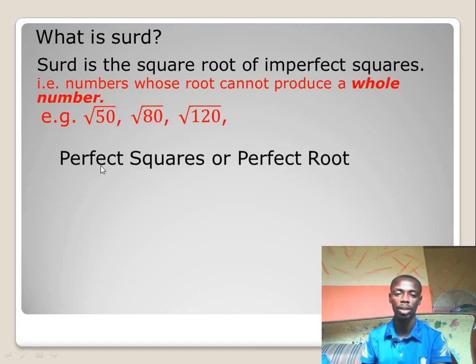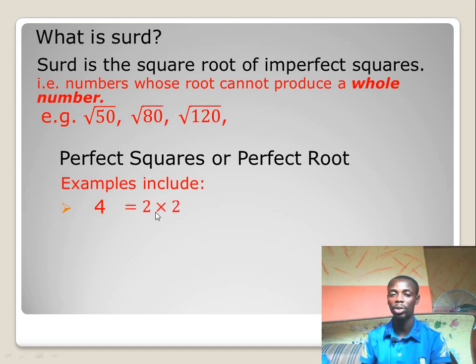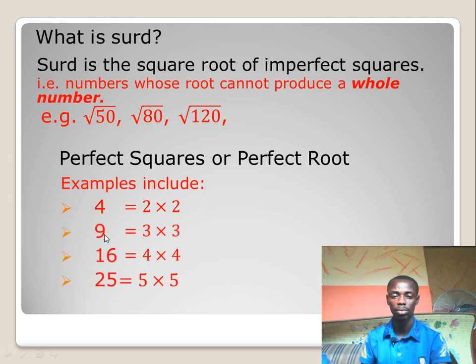So next we have perfect squares or perfect roots. Examples of perfect squares are 4. You get 4 by multiplying 2 by 2. Next is 9. You get 9 by multiplying 3 by 3. 16 by multiplying 4 by 4. 25 by multiplying 5 by 5.